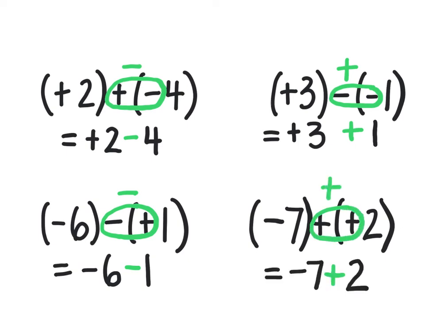So if you notice, when you circle your signs, if they are different, you are going to have a negative. If you circle the signs and find that they are the same, you are going to have a positive. We'll finish off these questions quickly on the next few slides.